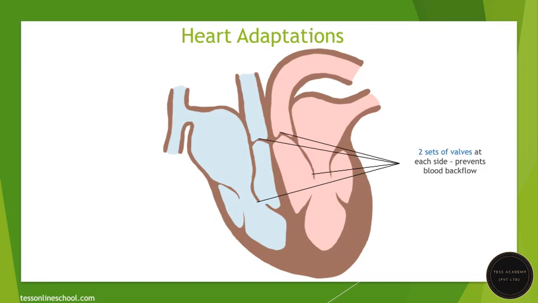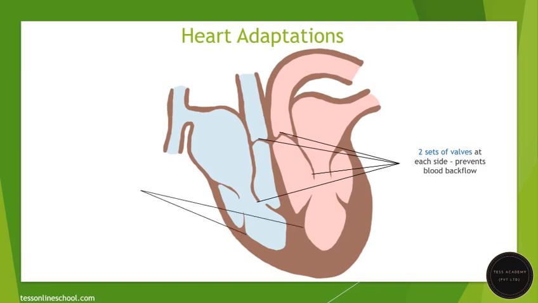These prevent blood backflow. The importance of preventing blood backflow is to make sure that the deoxygenated blood and the oxygenated blood do not mix and intertwine. This is to make sure that there's a high and a very steep concentration gradient, and all the oxygenated blood is transferred to respiring cells that require the oxygen for their metabolic processes.